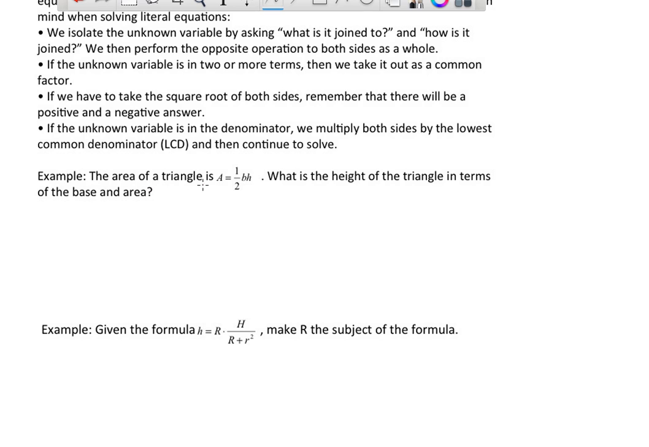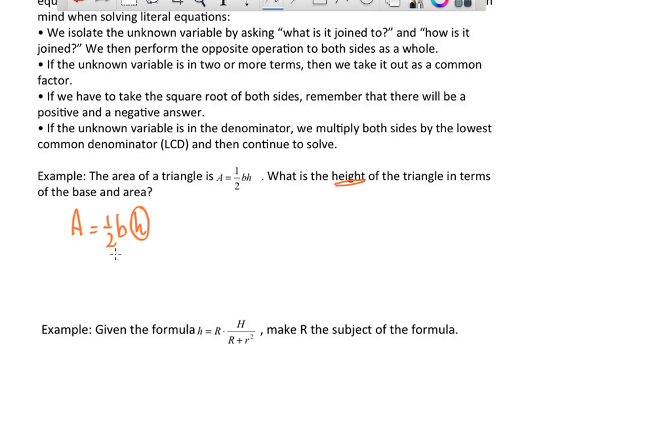It says the area of a triangle is a half times base times height. What's the height of the triangle in terms of the base and the area? So we are interested in the height. We're interested in that thing, and sometimes it helps to circle it. Well, let's see, what is it connected to? It's connected to the base somehow with a multiplication. So the opposite of multiplying would be dividing.